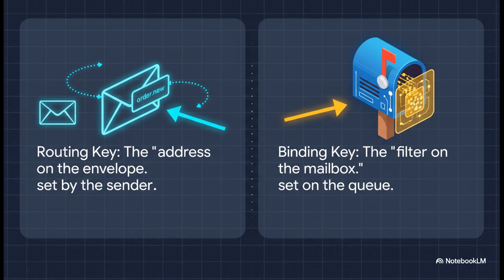The queue itself sets up this filter to tell the exchange, "Hey, I am only interested in messages that match this pattern." One is set by the sender, the other by the receiver. Getting this distinction right is the key to everything that comes next.